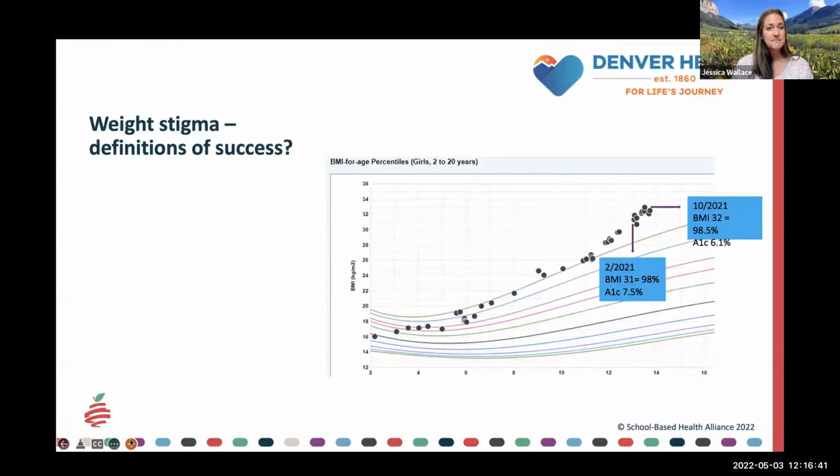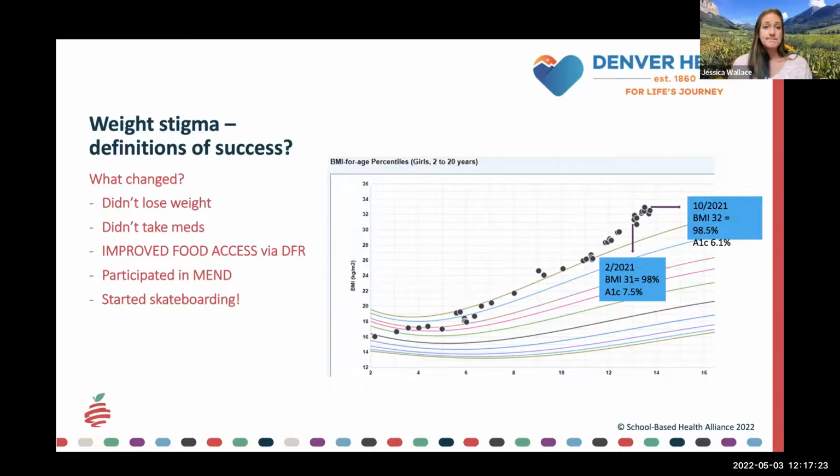And alternatively, I want to show another patient. Look at that BMI trajectory over the entire course of their childhood. A snapshot from February of 2021: BMI of 31, which is at the 98th percentile. A1C was 7.5, so this patient was diagnosed with type 2 diabetes. And not just, oh, barely, or prediabetes, like diabetes. Fast forward 8 months to October, her BMI is 32. It's 98.5%. A1C, 6.1. And so what happened to this patient over the course of 8 months?